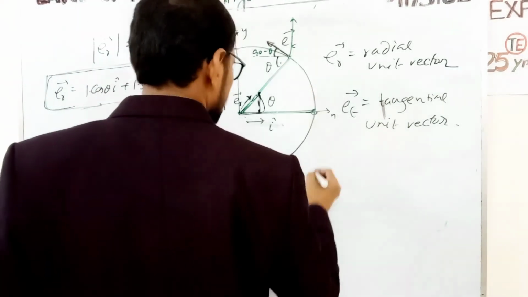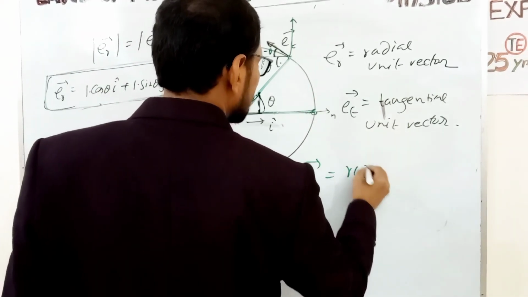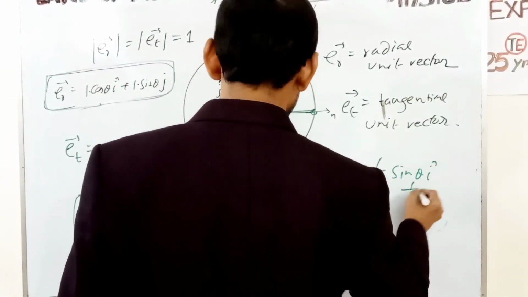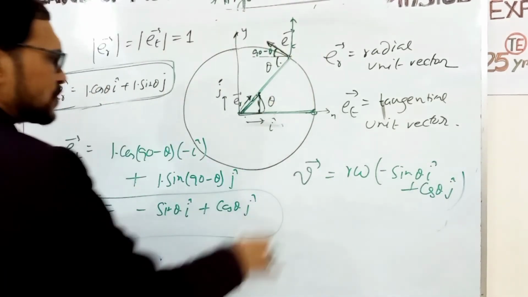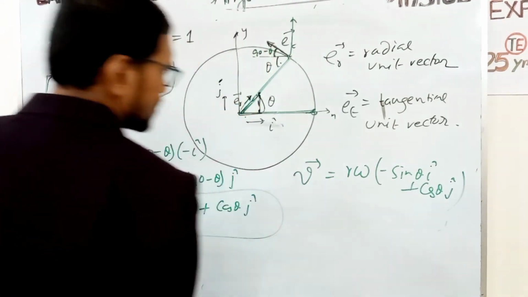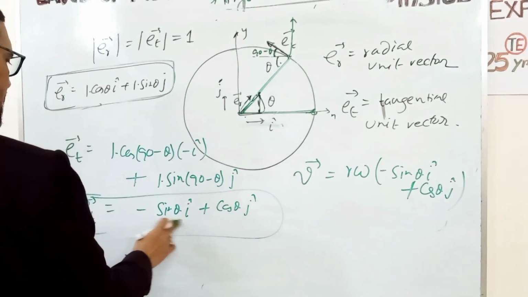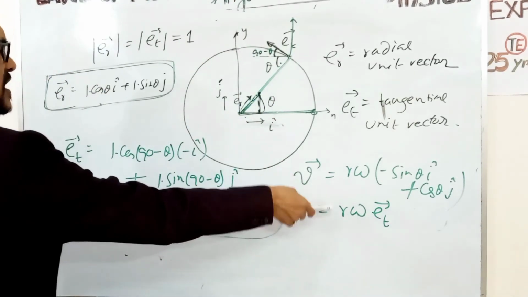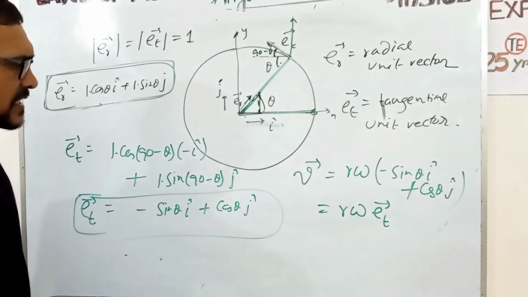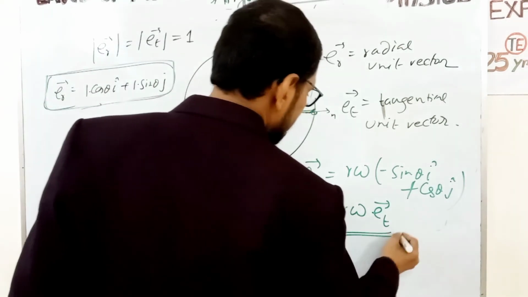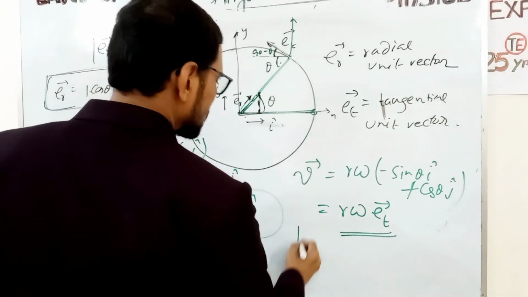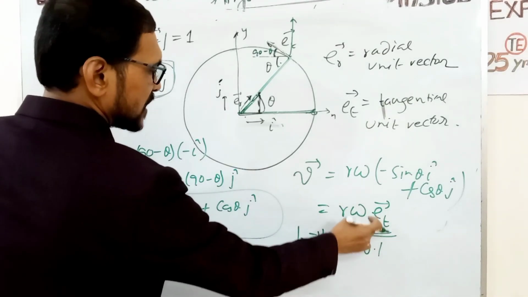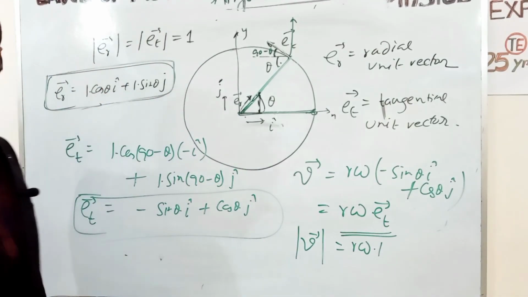So we have derived that v equals r omega of minus sin theta i plus cos theta j. In previous topics I derived that v equals this. So what is et? et equals this. So v equals r omega et vector, that is, linear velocity is along the tangential unit vector. So this is the relation. If we take the magnitude, v equals r omega into 1, because the magnitude of a unit vector is 1.